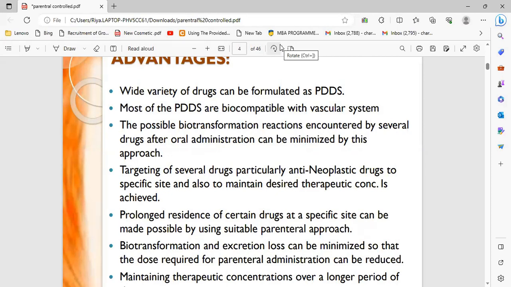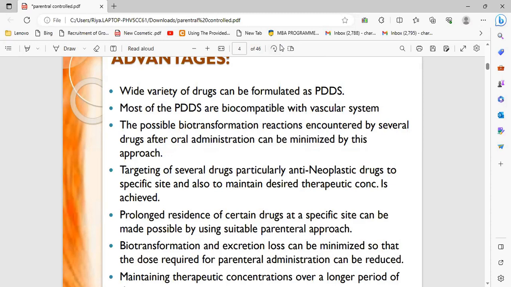So this is useful especially for chronic diseases and not for acute ones. For acute ones, you need not go for this kind of parenteral controlled drug delivery system. For chronic diseases, you can go for parenteral controlled drug delivery systems. That will be very advantageous when compared to the other ones.